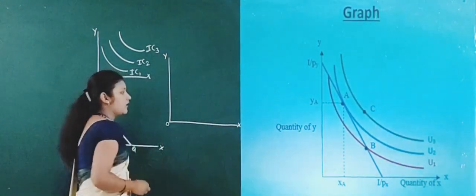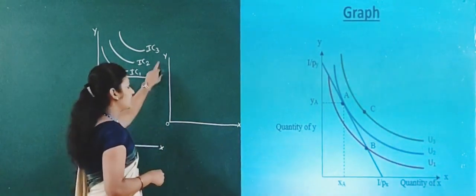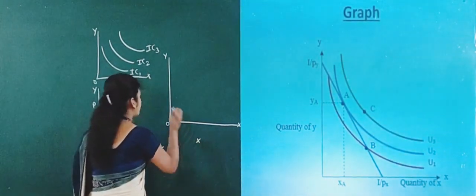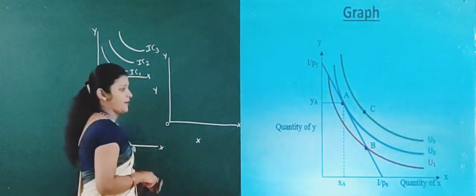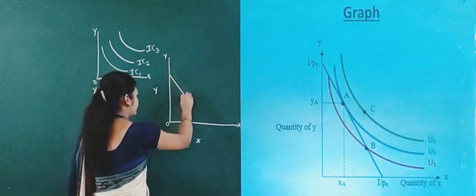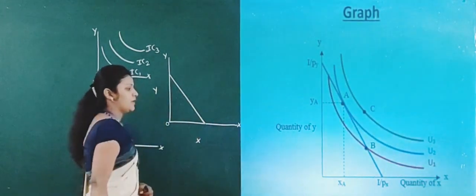This is the OX axis, and this one is the OY axis. Here I will measure good X and here good Y. Okay, first I will draw the budget line here. This is the budget line.